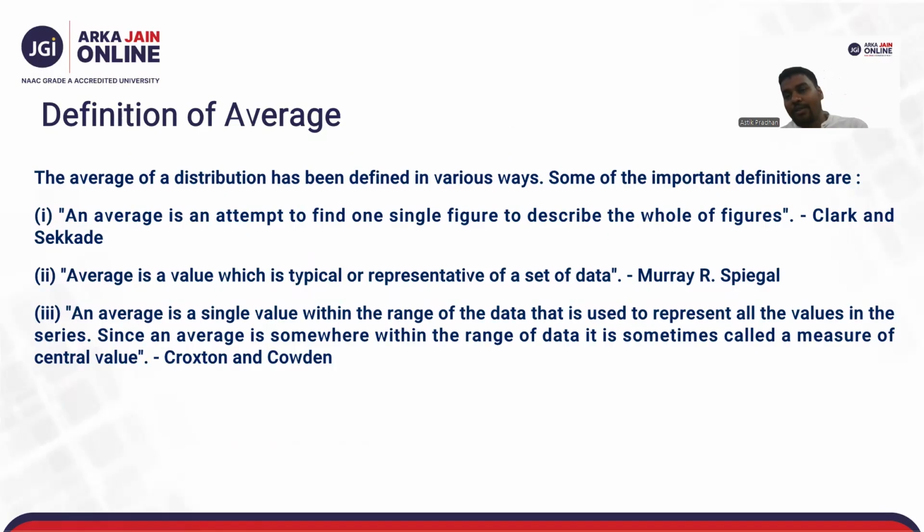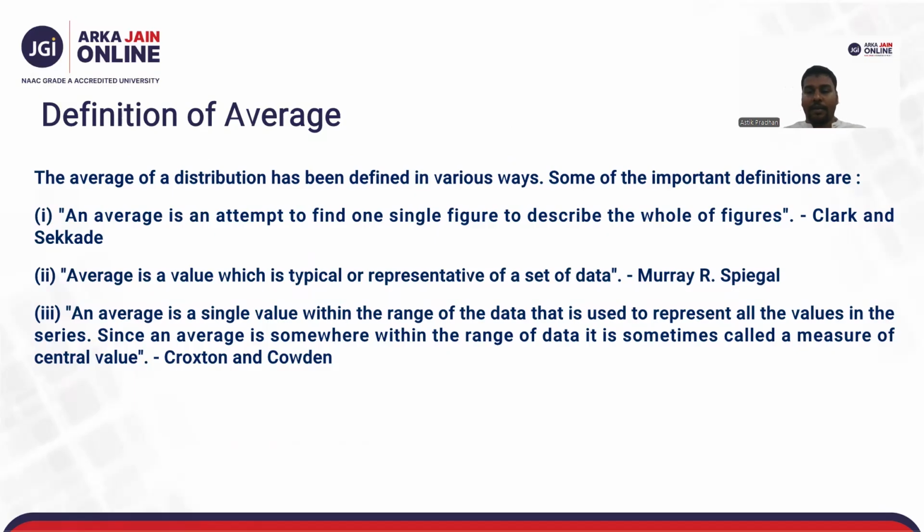So they are pointing out that out of many data points, based on a single value or figure, you can describe the whole data set. That is what they are defining. An average is an attempt to find one single figure to describe the whole of figures. Based on the single figure, you are able to define the whole of figures. That is what average is according to Clark and Sackett.